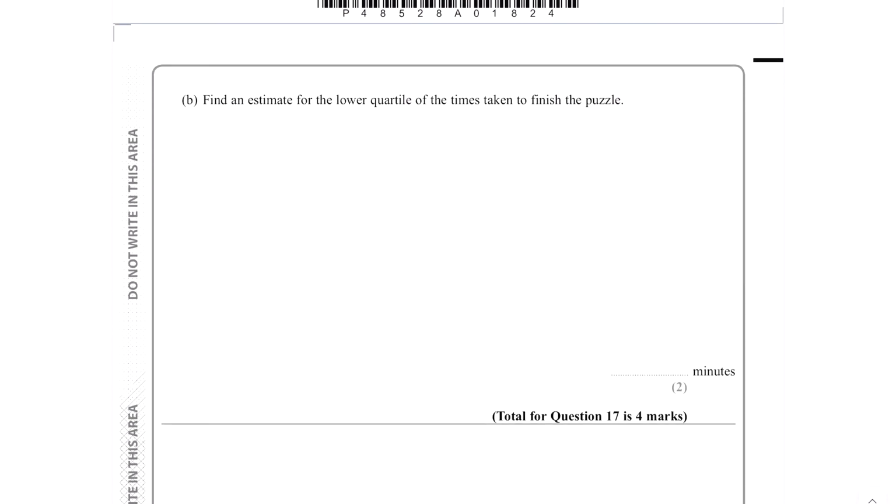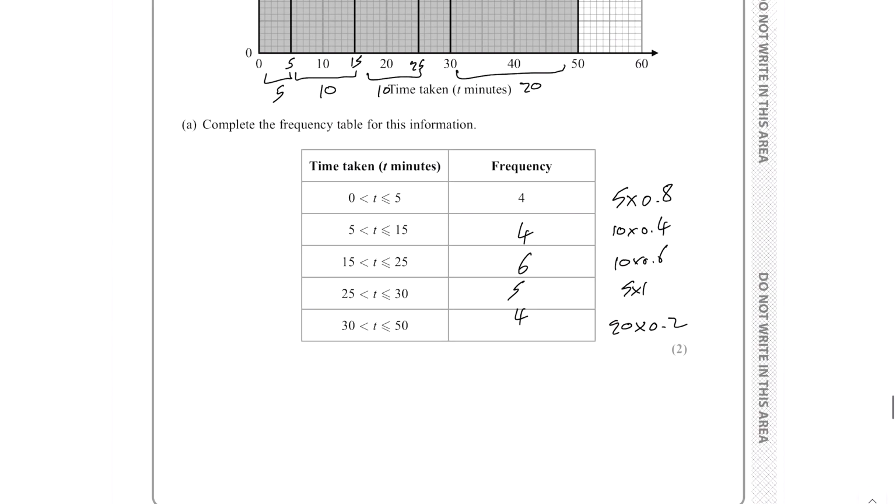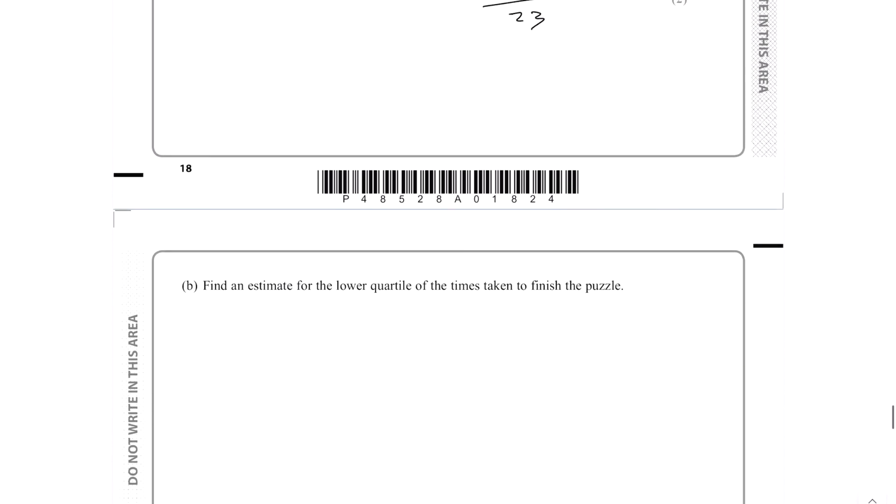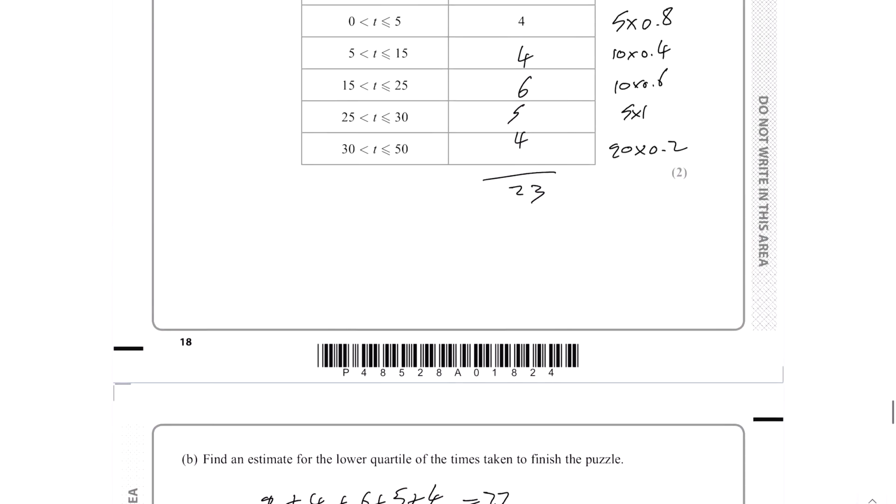Find an estimate for the lower quartile of the time taken to finish the puzzle. So first thing we're going to do is total up the frequency. If you total all this up, you get 23. And as part of the method, you can write here what you've done: 4 plus 4 plus 6 plus 5 plus 4, so that gives you 23. And then to work out the lower quartile, we're going to use n plus 1 divided by 4, which becomes 24 divided by 4, which gives us 6.